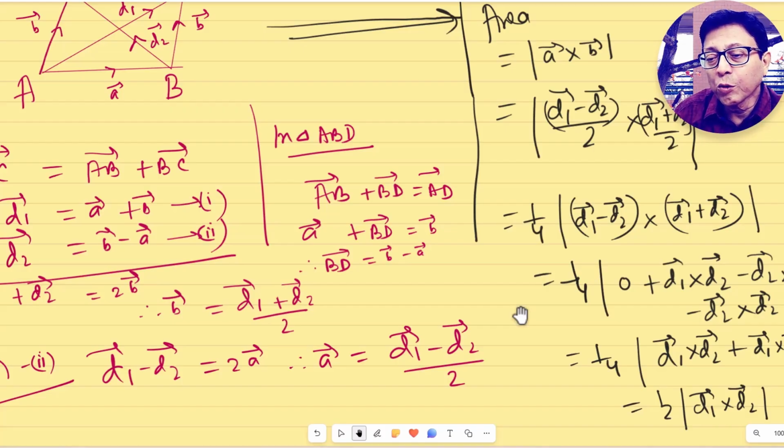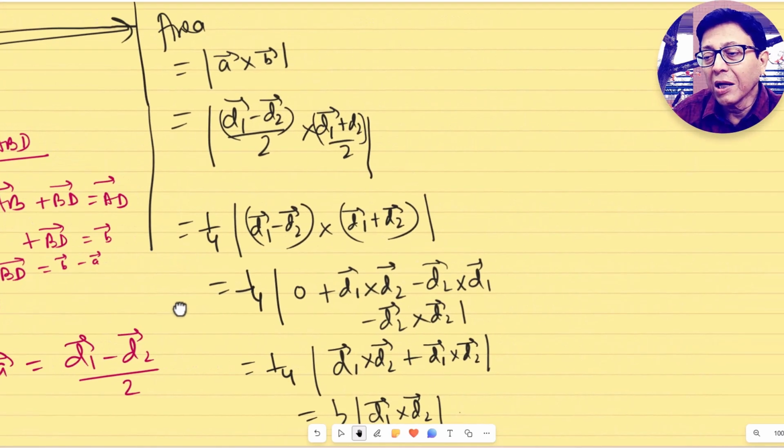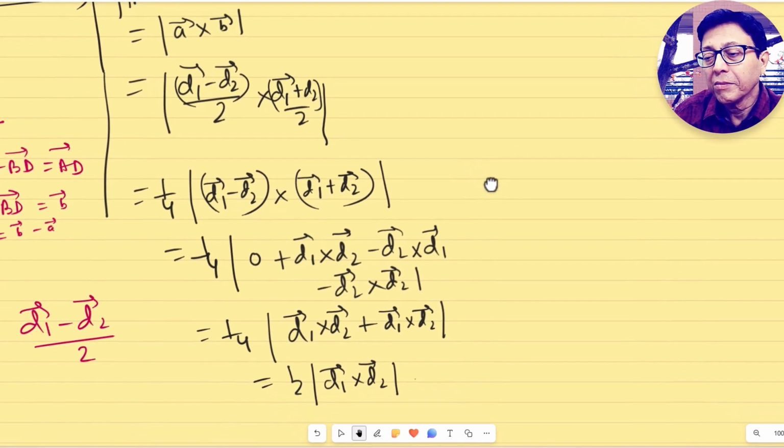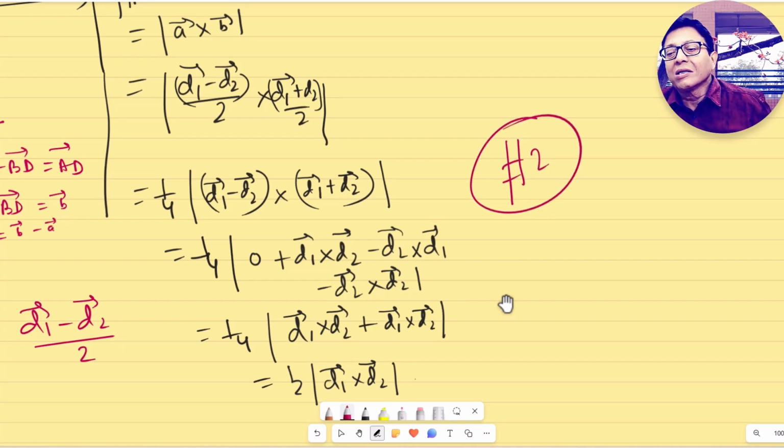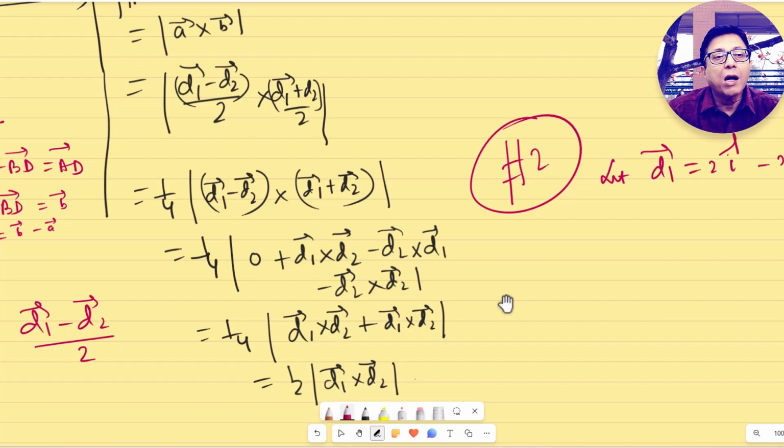So 1/4 plus, half into mod. So if two diagonals are given in the form d1 and d2, then the area of the parallelogram is going to be half of mod d1 cross d2.